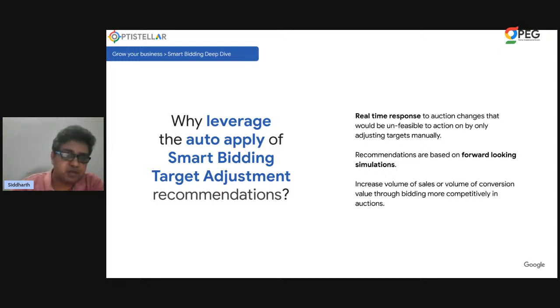So because you are able to act in real time, and you are able to make changes by incorporating all of the statistically significant improvements that you see by making these particular changes, you will be accurate in making sure that when you leverage these particular recommendations, they would actually be helping you improve your overall ROIs.